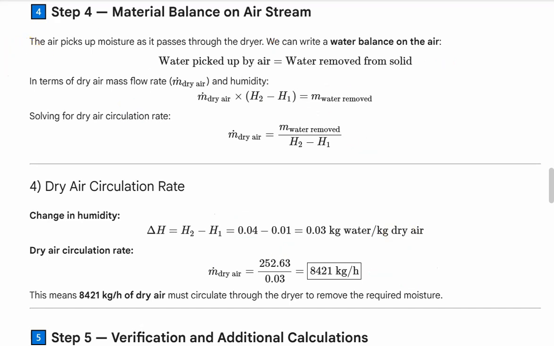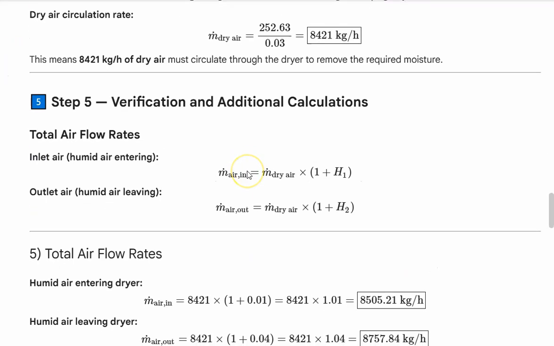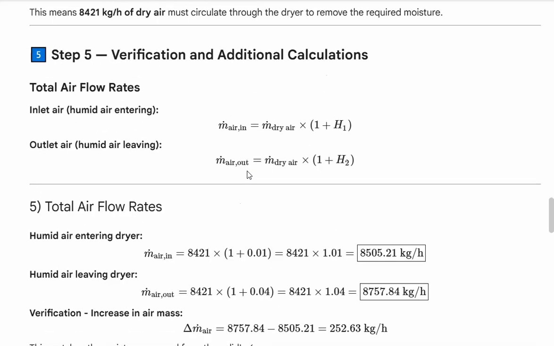Now we have to do the verification. So step 5 is the verification and additional calculation. Here we have to calculate first the total air flow rate. So inlet air, humid air entering: m air in is m dry air into (1 plus H1), and m air out is m dry air into (1 plus H2). So first we are calculating humid air entering the dryer. So dry air is 8421 into (1 plus 0.01), so that is 8505.21 kg per hour. Humid air leaving the dryer, 8421 into (1 plus 0.04), so that is 8757.84.